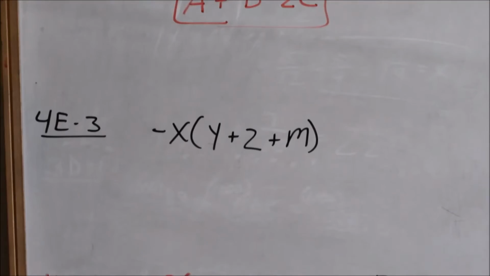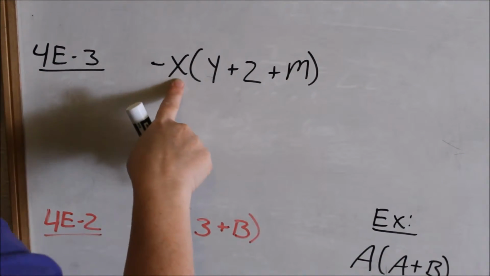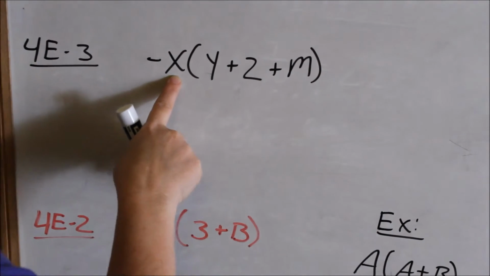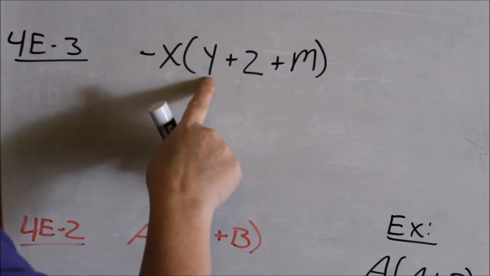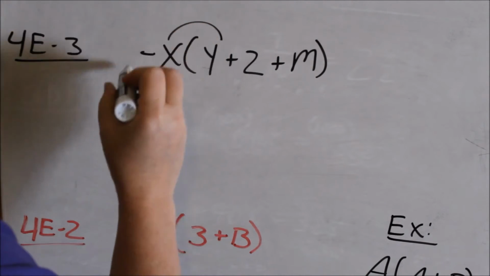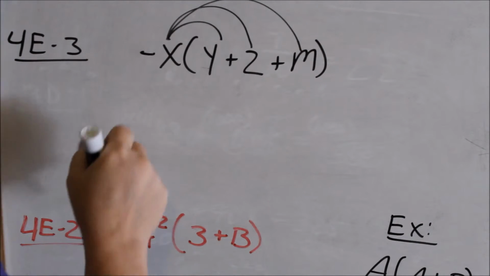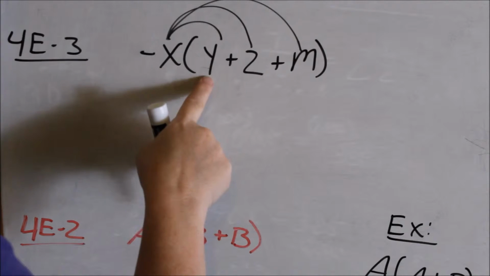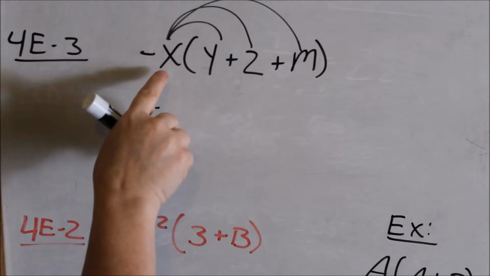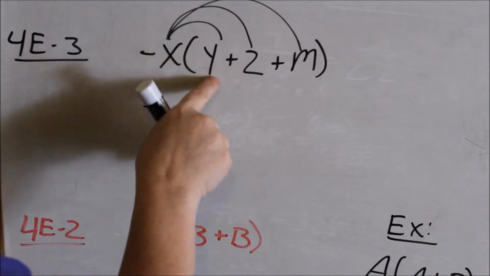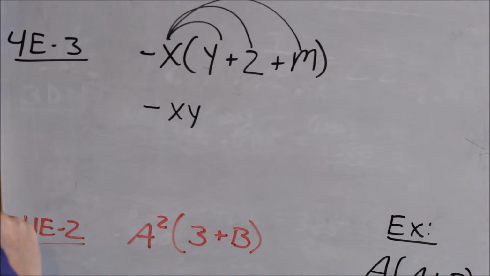Okay, looking at 4E3. Okay, you have a negative x in front of your parentheses. This implies you want to multiply this negative x to everything in the parentheses. Negative x times that, a negative x times that, a negative x times that. So this means a negative x times y. Well, a negative times a positive, you know you're going to have a negative. And then letters times letters, x times y, you just write that as xy. That implies x times y.